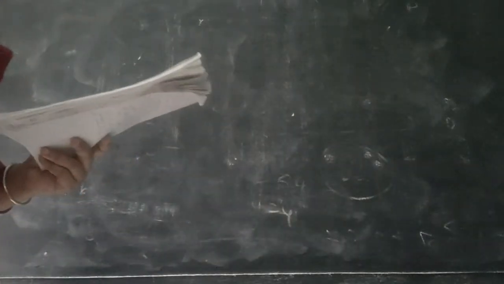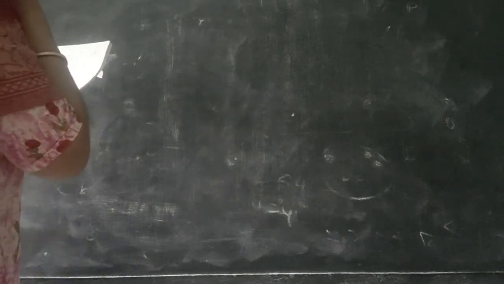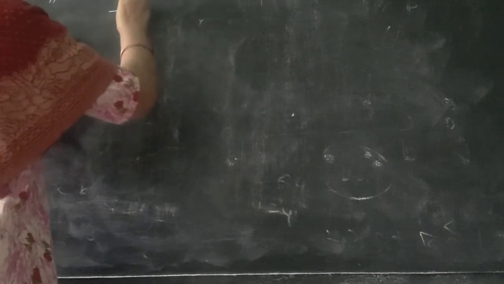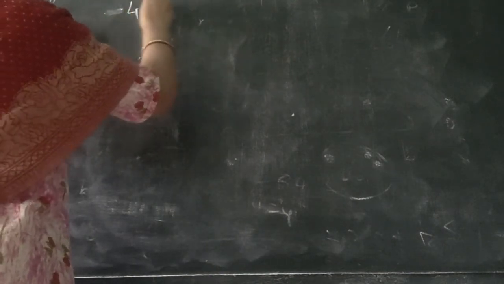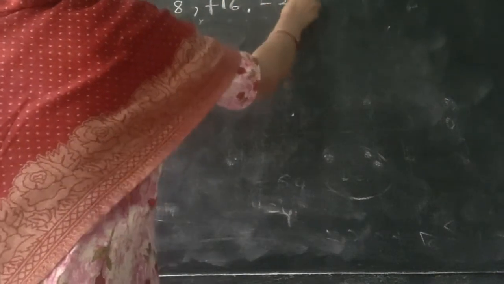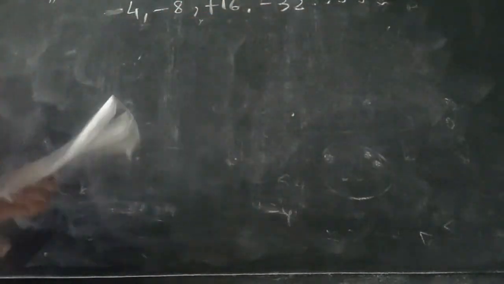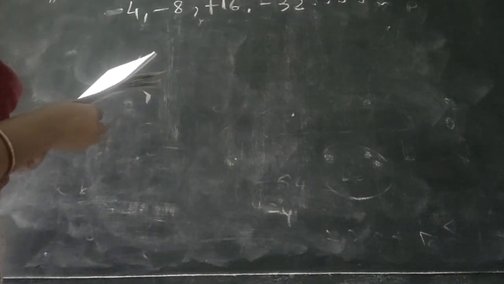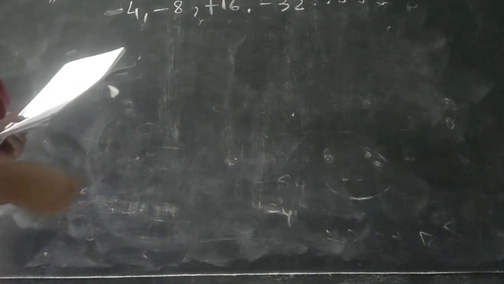Second sum: find out T9 and Tq terms of the GP. This is the second sum, 4 minus 8 plus 16 minus 32. This is the given series. We have to find the ninth term of the series and the qth term of the series.